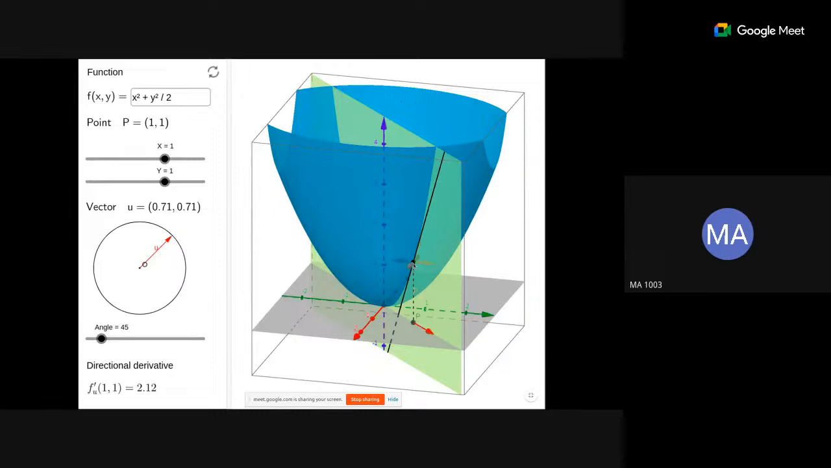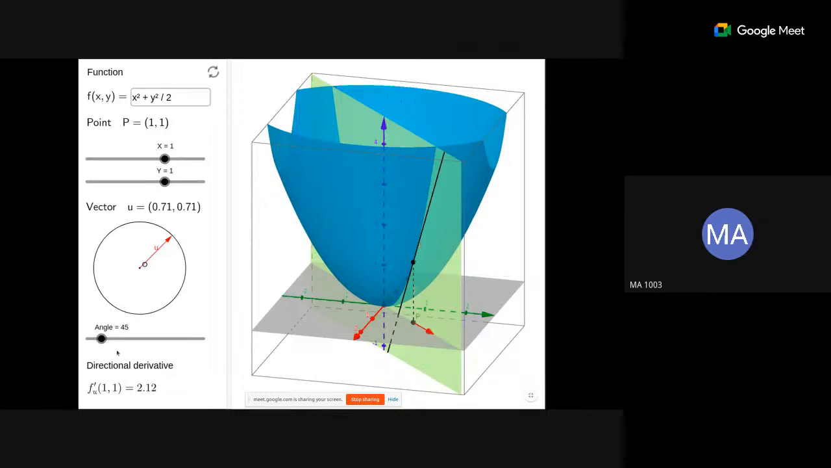Now, what is the meaning of directional derivative for some vector? Suppose I am taking this vector, 0.71 comma 0.7, which makes 45 degree with the x-axis. If I join the point with the vector, I will get a plane like this which will cut our surface. And on that plane, I can draw a tangent like this which passes through the given point 1, 1. Directional derivative will be the slope of that.